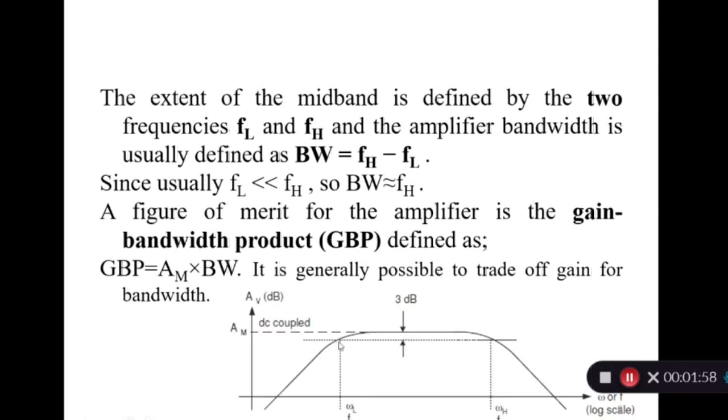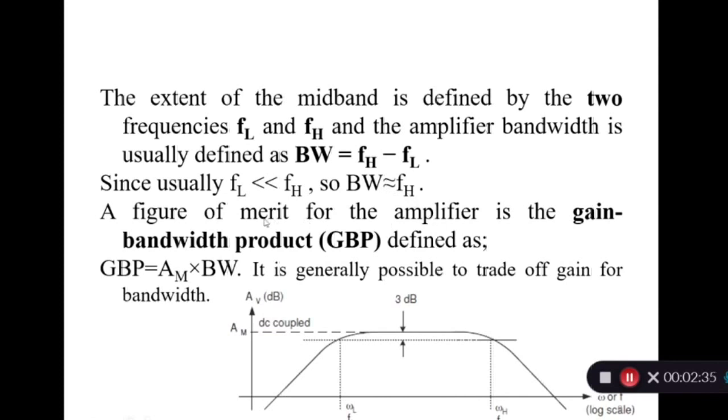The frequency range over which we get this is known as the bandwidth. The formula for the bandwidth is high frequency minus low frequency. This is the high frequency, this is the low frequency. So in this module, half of the unit we will discuss the calculation of FL and the calculation of FH. Generally FL is very small compared to FH, so the bandwidth will be approximately, not exactly, equal to FH.